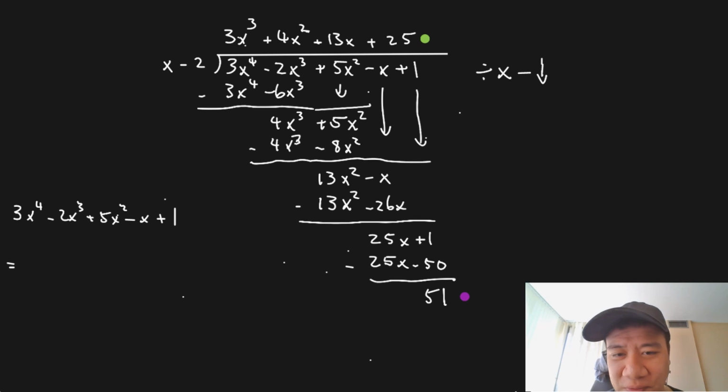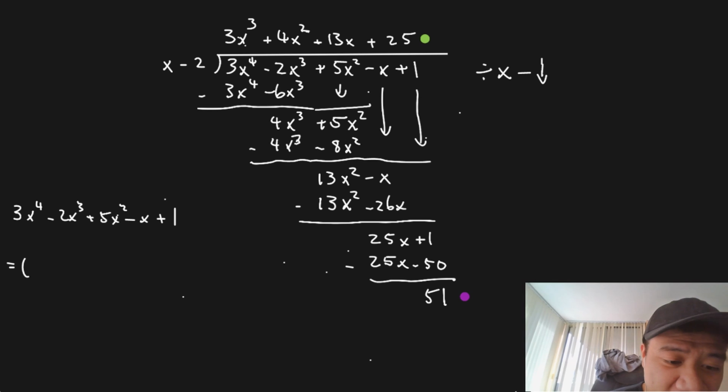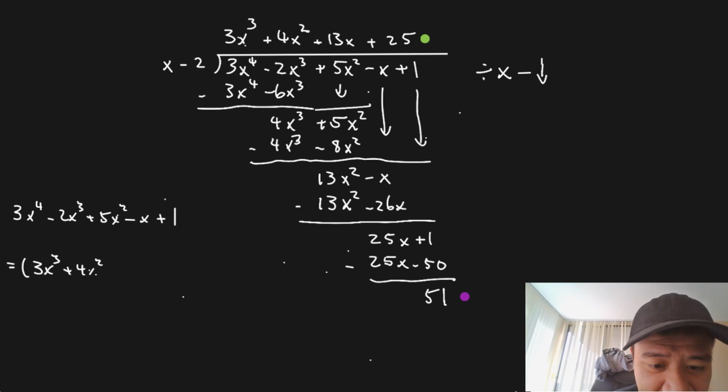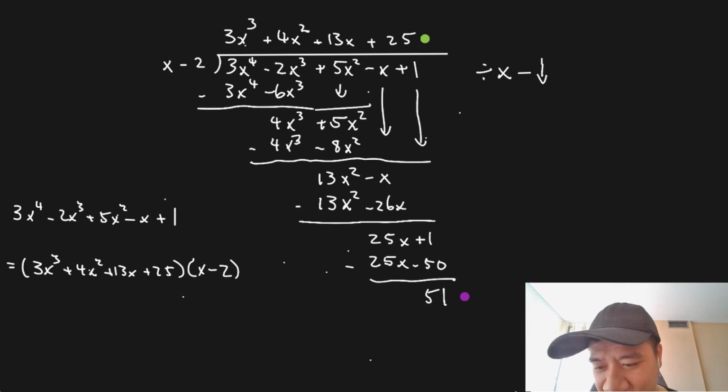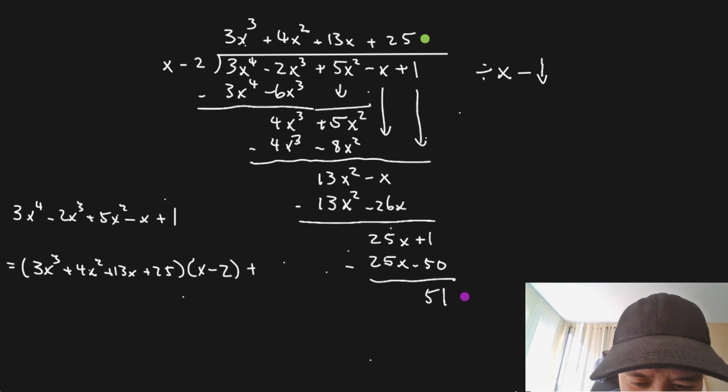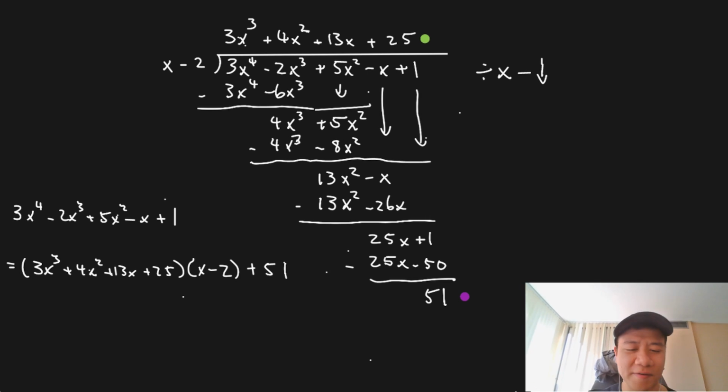So we can write this out as, let me erase this. Our quotient, which is our green thing, 3x cubed plus 4x squared plus 13x plus 25, times our divisor, the thing we divided with, so x minus 2, plus the remainder we have down here, so plus 51. Awesome.